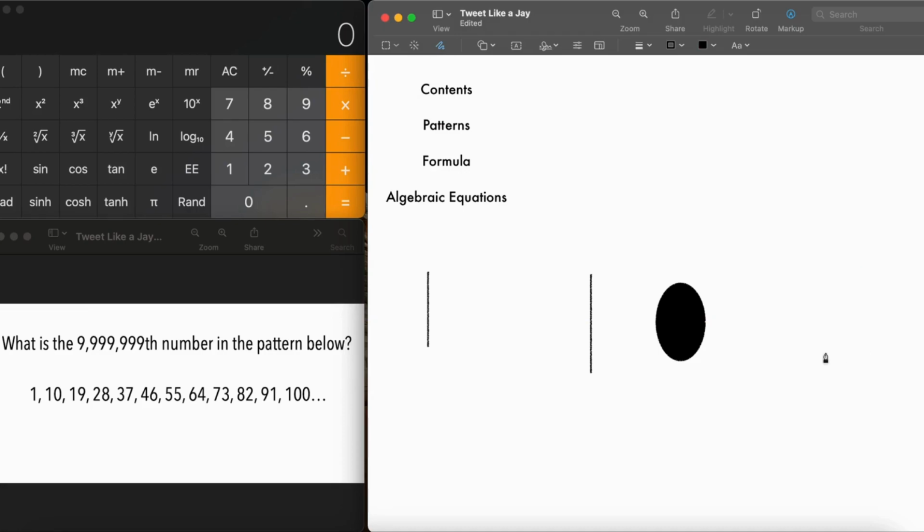Okay, for example, there's 1, there's 10, there's 19. So let's just put the first 3 numbers of the pattern. 1 to 10 is a difference of 9. 10 to 19 is also a difference of 9. Okay, that means the pattern is basically plus 9.